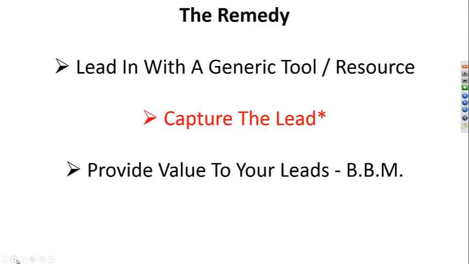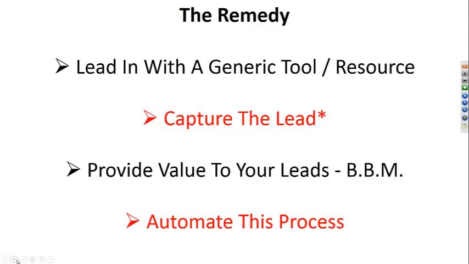So here's the remedy. Lead in with a generic tool or resource, capture the lead, provide value, make sure that you have an automated process that does that so that anyone that gets the same tool or resource from you immediately has an automated system that works for them. And now they can start getting leads into that system as well, and the system starts providing value. And some of their folks will wind up getting the system. You'll get cha-ching, you'll make money, all right, even if they're not in your network marketing opportunity.